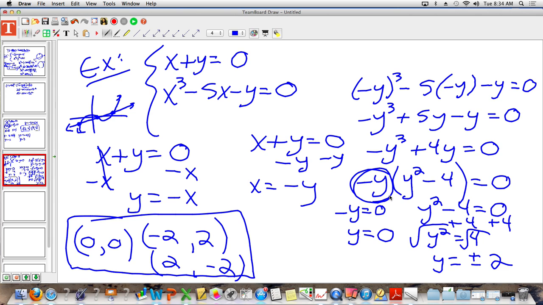So y squared minus 4 equals 0. Add 4 to each side. So y squared is equal to 4. Take the square root of 4, you get 2 and negative 2. So those were my 3 y values. And then I just had to go back and figure out what x value goes with each. And it says right here that the x value is exactly the opposite of the y value. So they're the same numbers, they're just exact opposites of each other.